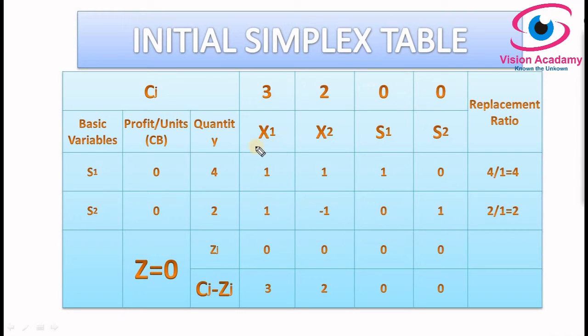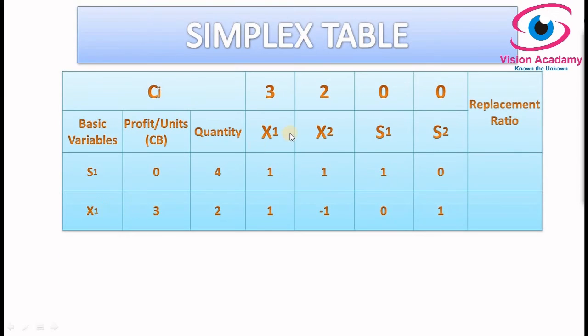Now we have to form an identity matrix for x1 and s1, because x1 will be the incoming variable, and for the next iteration the basic variables are s1 and x1. We have to form the identity matrix for s1 and x1. So in place of s2, x1 must come because it is the incoming variable. Look at here, I have considered x1, and also the cost coefficient of x1, that is 3. Now s1 and x1 must form an identity matrix. s1 is already in the identity matrix, and we have to make x1 part of the identity matrix.